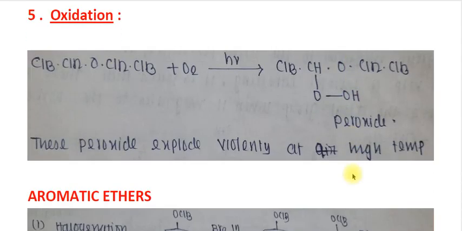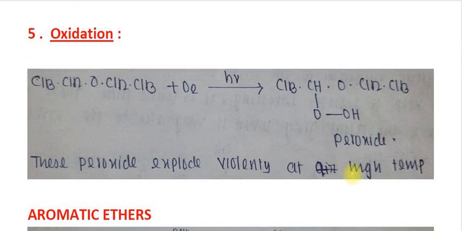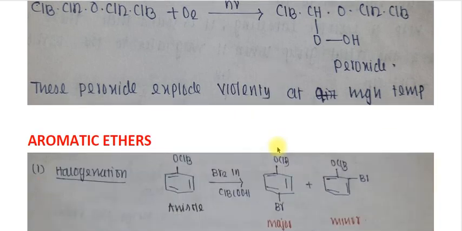Next property is oxidation. What will happen if a symmetric ether undergoes oxidation? It forms a peroxide, and these peroxides explode violently at high temperature. And when the ether reacts with O2, what will form? It forms a peroxide. This peroxide explodes violently at a high temperature.